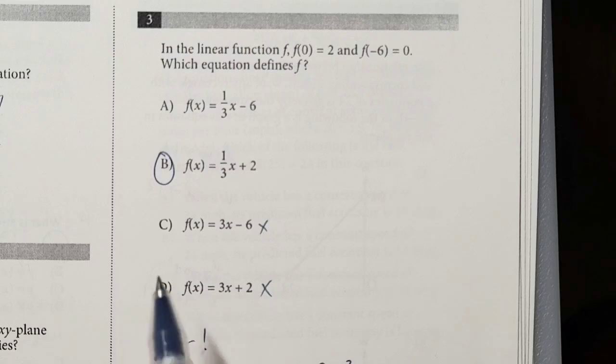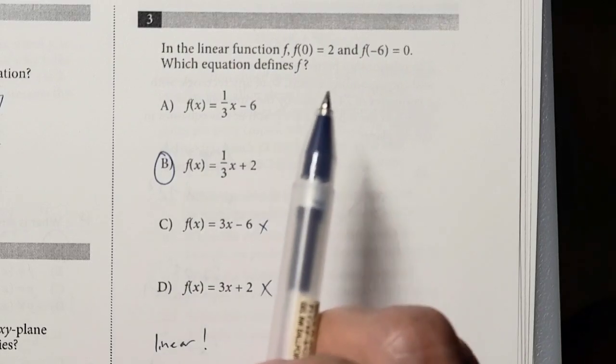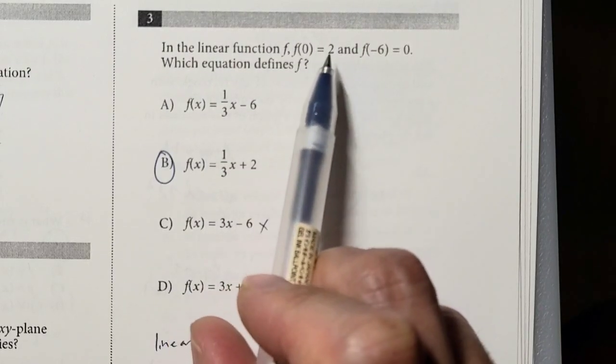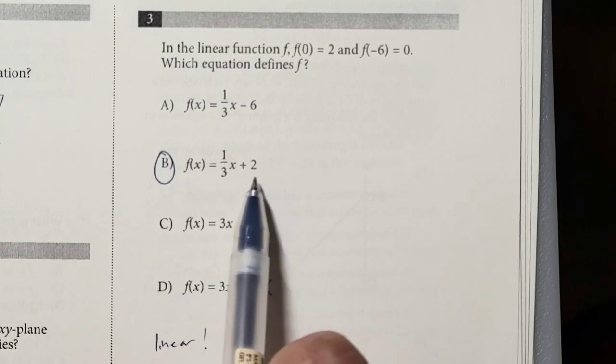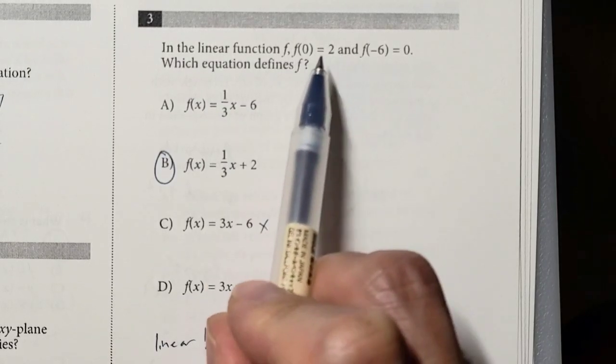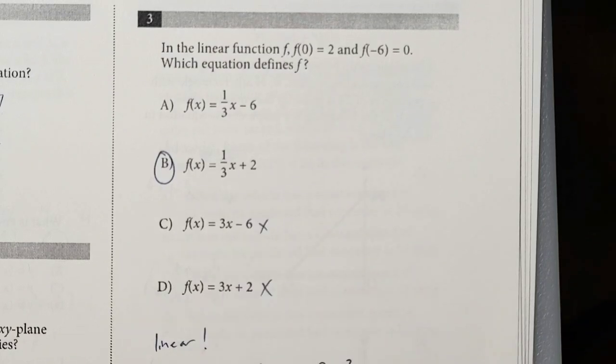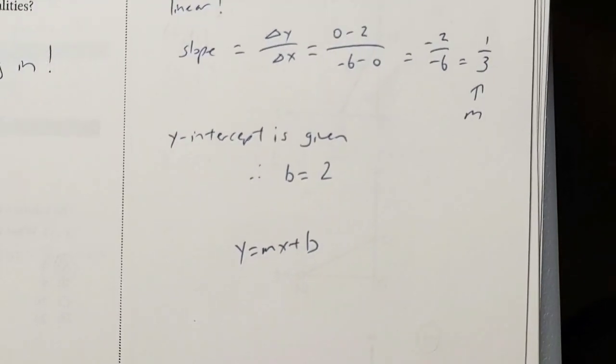All right? And then actually we can use slope-intercept form because they gave us the y-intercept. It's 2. So this is 2 right here. So that's b. Y equals mx plus b. We found the slope. B, they gave us. It's 2. So the answer is B. That's what I wrote over here. All right.